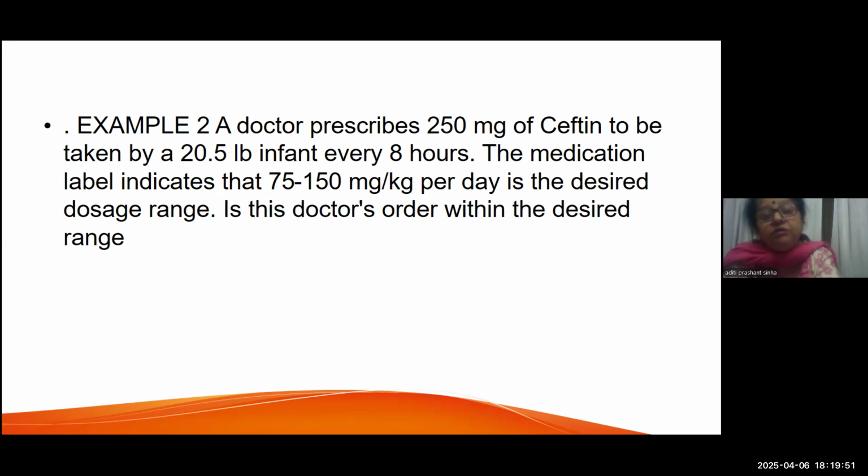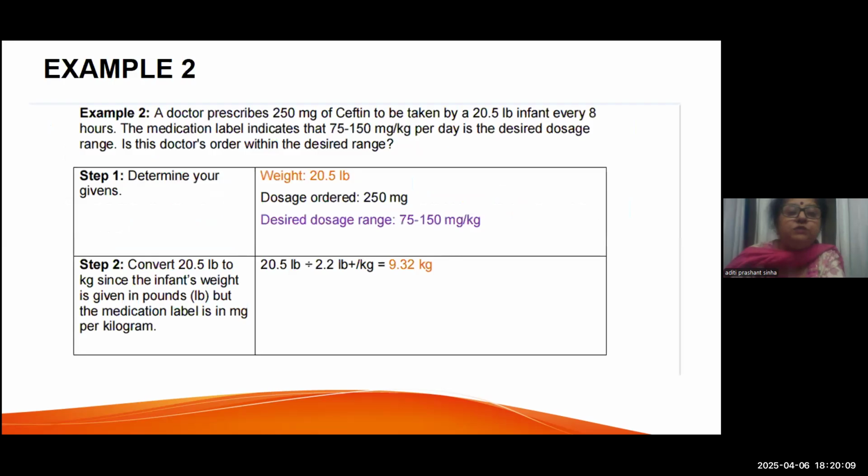administered every 8 hours. So here also, the weight of the baby is in pounds. So you have to convert it into kilogram. Once it converts into kilogram, how are you going to get your desired dose? That is 75 to 150 mg per kg. You're going to calculate as per that. Now look at this step. Your dose ordered is 250 milligram of Ceftin, and the desired dose ranges from 75 to 150 milligram per kg per day.